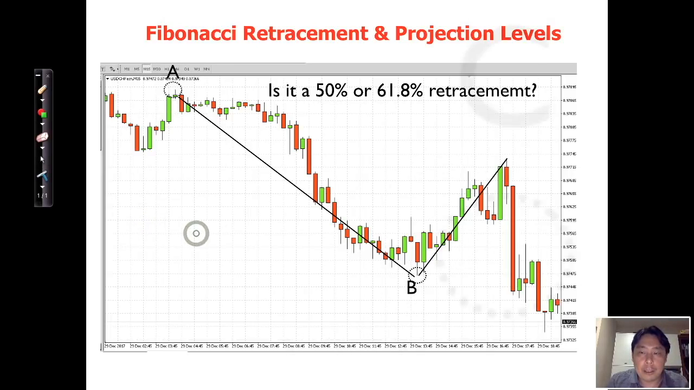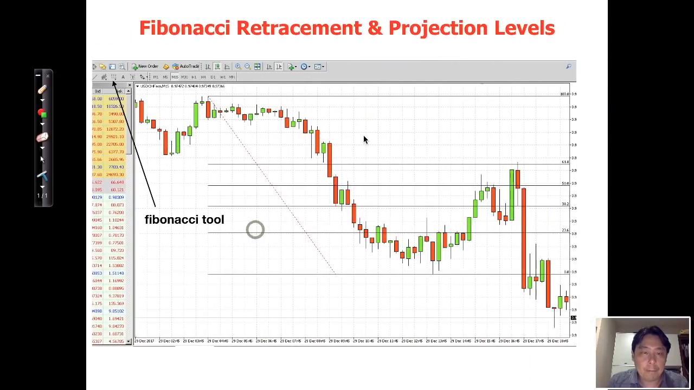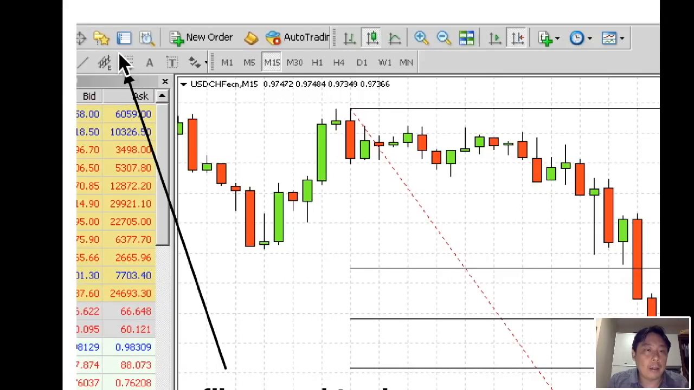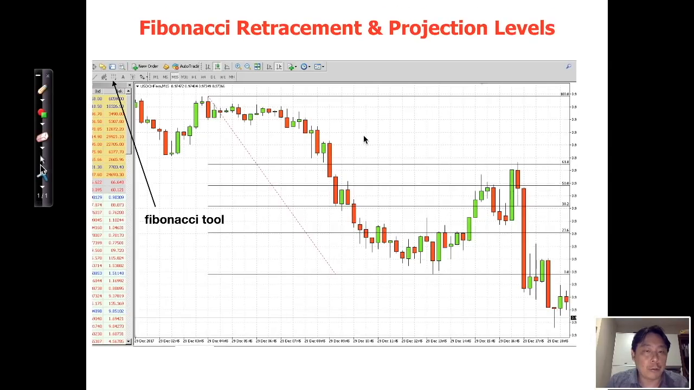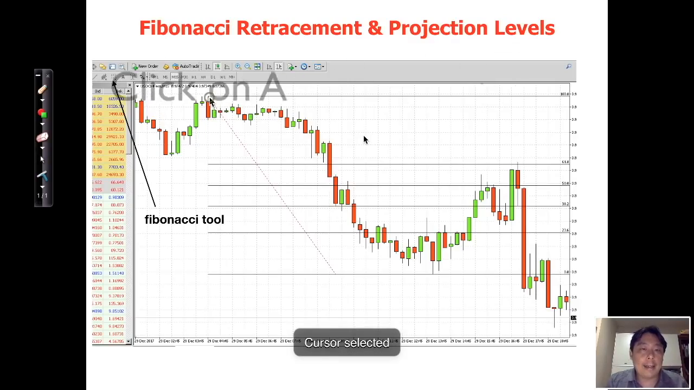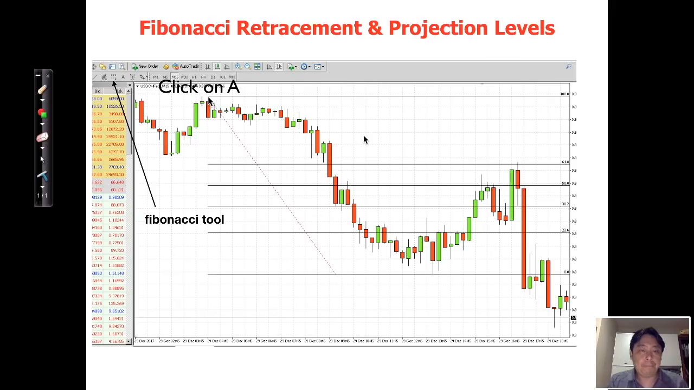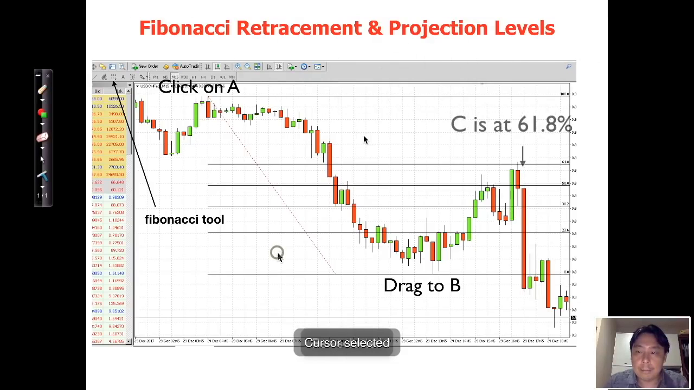All right, so A, B, C, okay? So again, click on the Fibonacci tool over there on your chart, MetaTrader 4, whatever charting software you're using, and you start by clicking on A. So you click on A, drag it to B, right? So B is there, and once you click on A, drag to B, release it, and take a look at C.